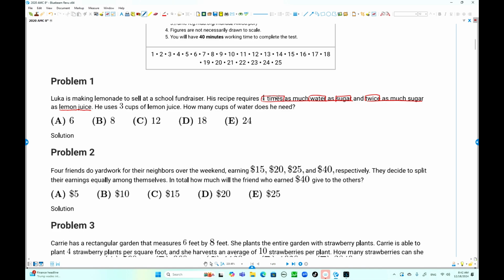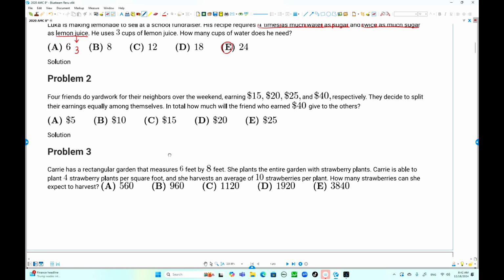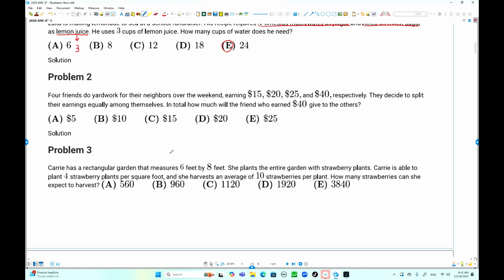Okay, so he uses 3 cups of lemonade juice. So how many cups of water? So you're gonna find the water over here. Okay, you can take a look. Lemon juice, 3 cups. Sugar is twice, 6 cups. Sugar 6 cups. This is 4 times. 4 times 6 is 24. Okay, that's the answer.